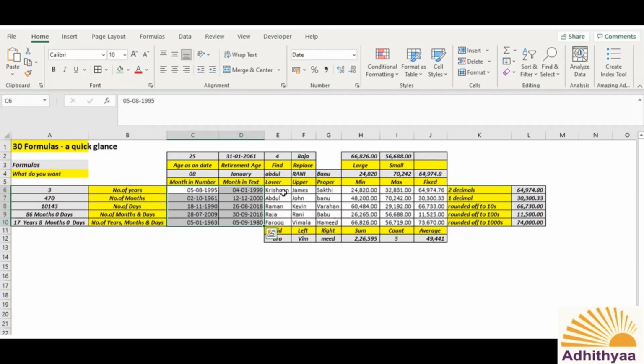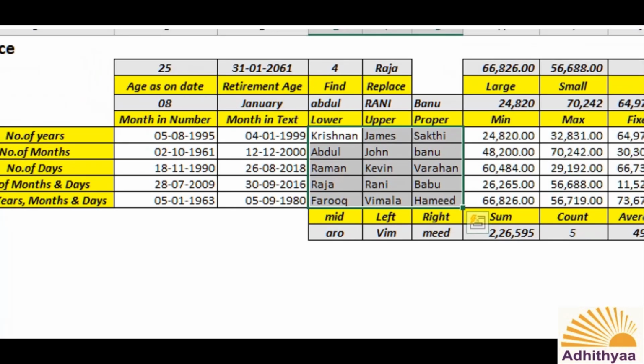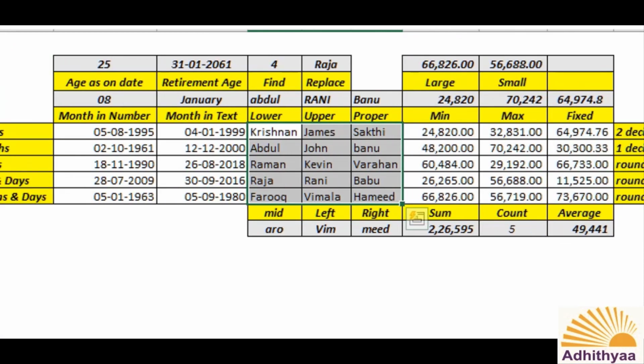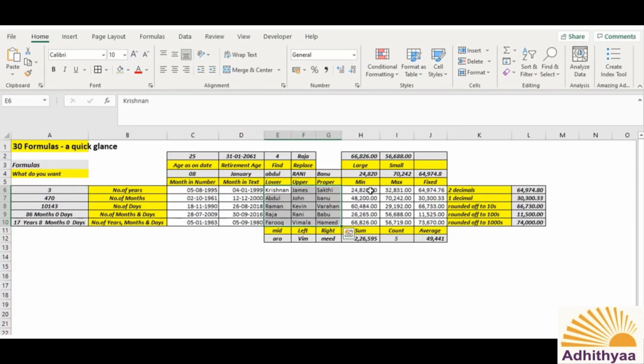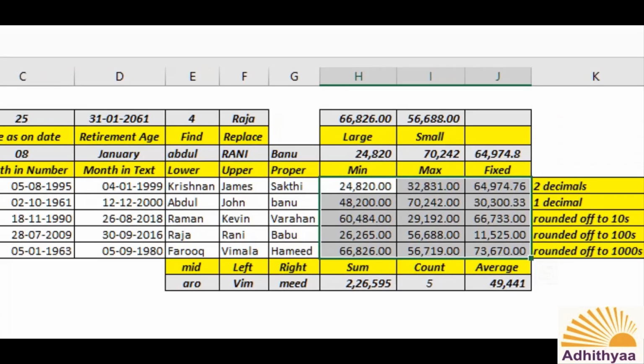The next one is the text portion. This is the text data. If I say it is a text range, this is E to G. And then if you go to the next one, if I'm clicking on this range, that is H2 to J. The highlighted areas alone are the numbers or accounting data.